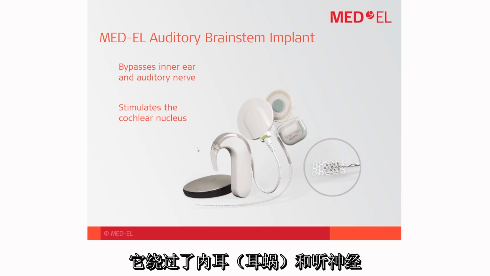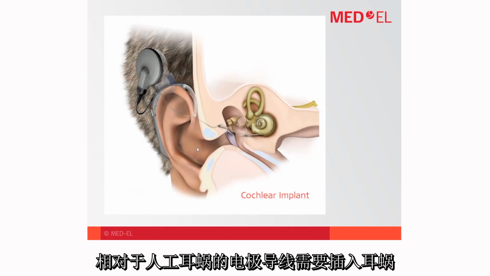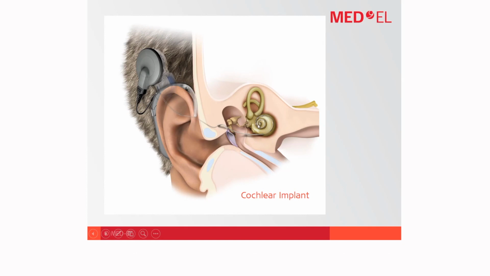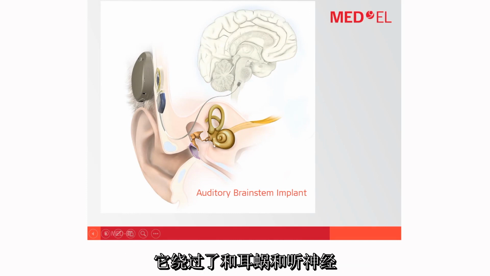What is an auditory brainstem implant? The ABI is a device that bypasses the inner ear and auditory nerve and directly stimulates the cochlear nucleus of the brainstem. Whereas a cochlear implant is inserted into the cochlea, as you can see here, an ABI electrode is placed on the brainstem, so you can see that it bypasses the inner ear and auditory nerve.